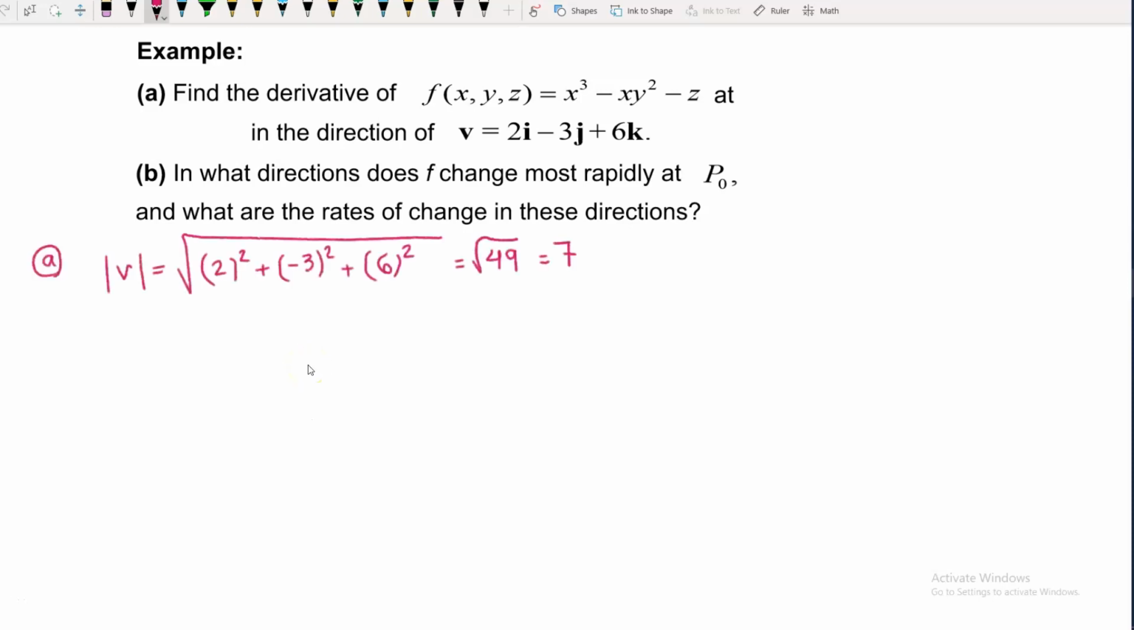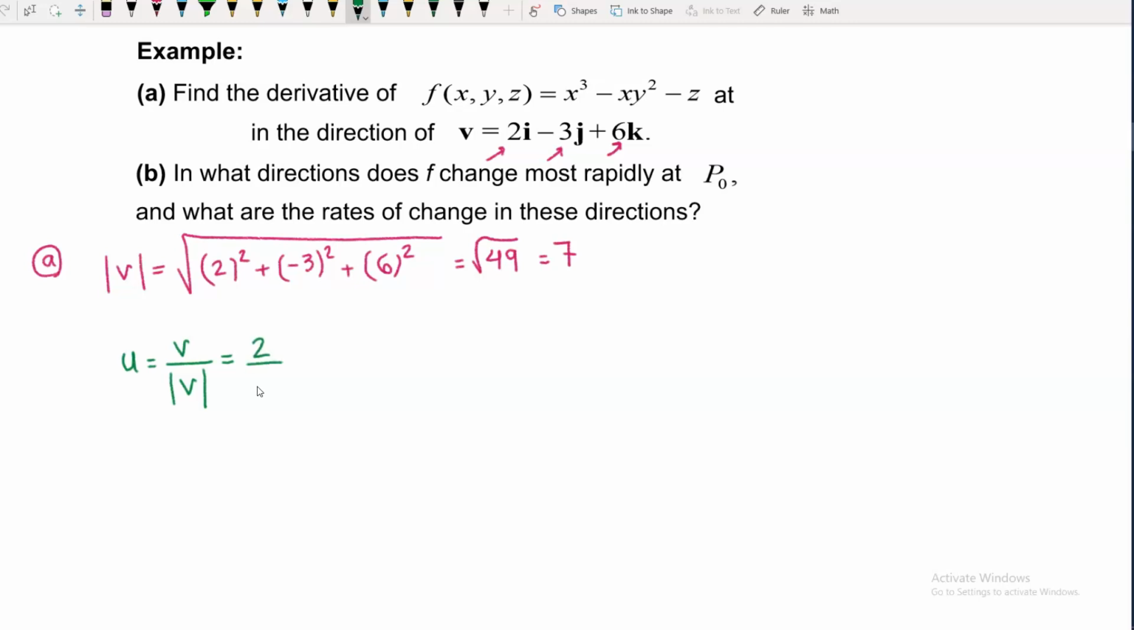The direction of v is obtained by dividing v by its length. So here we have length of v, it is equal to square root of, based on what we have here on this part, inside the radical we have 2 squared plus negative 3 squared plus 6 squared. So this is equal to the square root of 49, and that is equal to 7. So direction of v, it is equal to, here we have u equal to v over length of v.